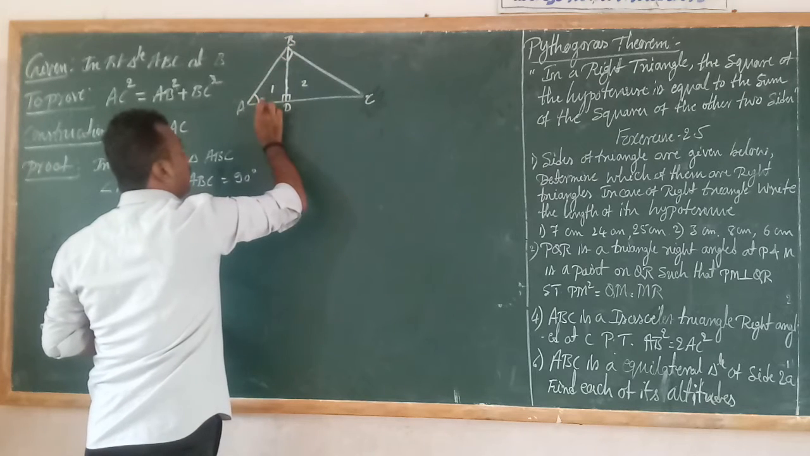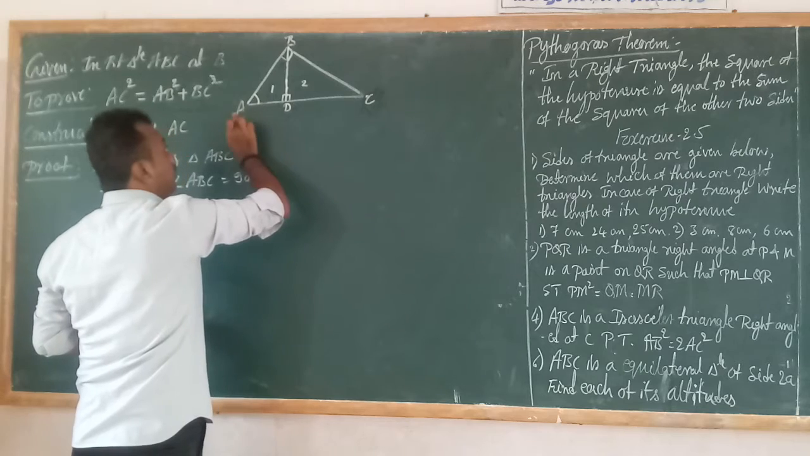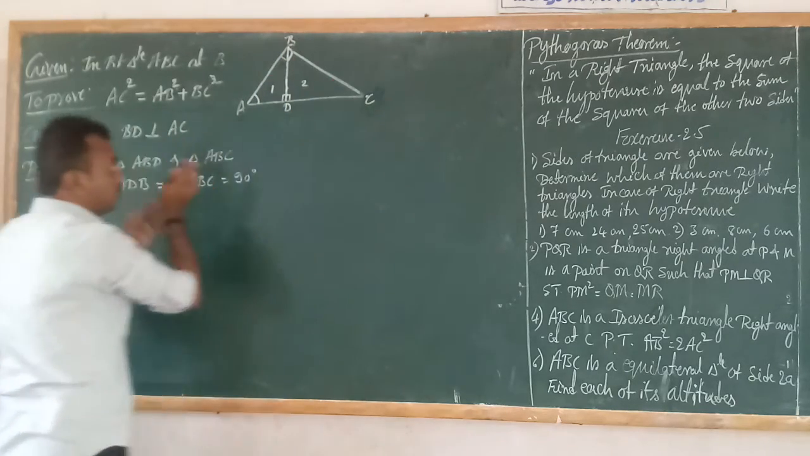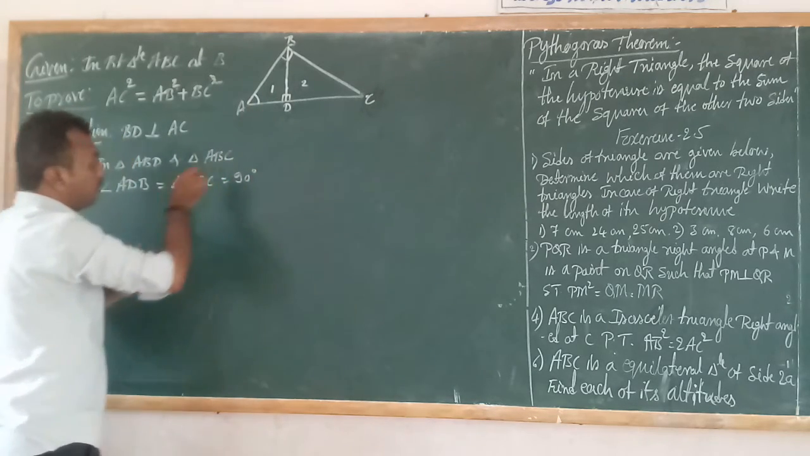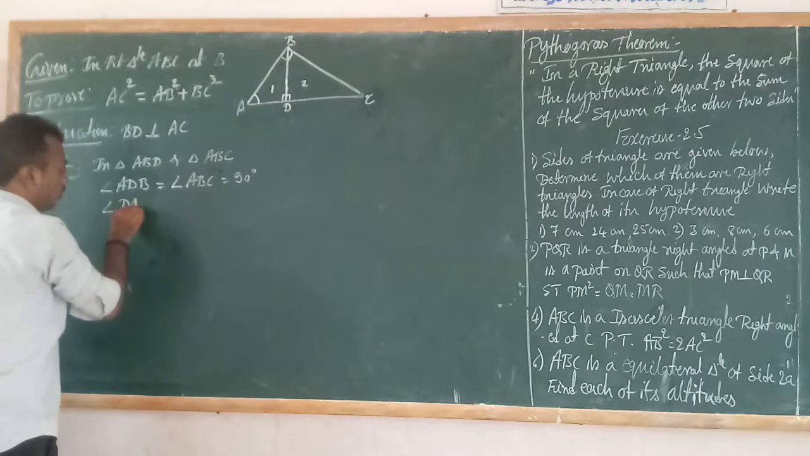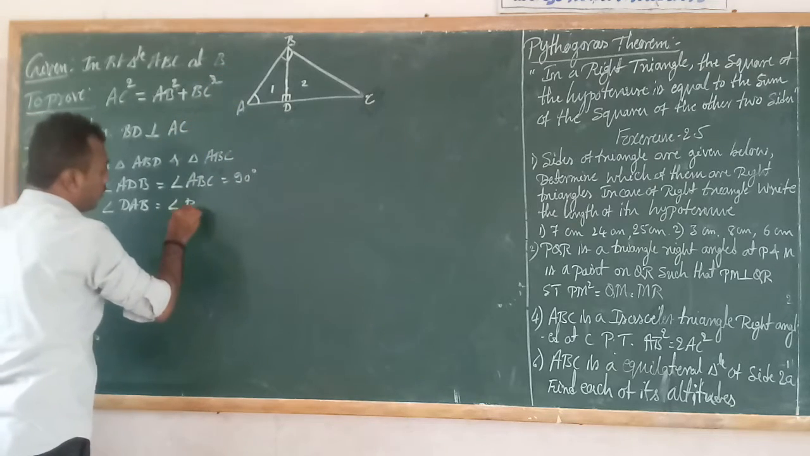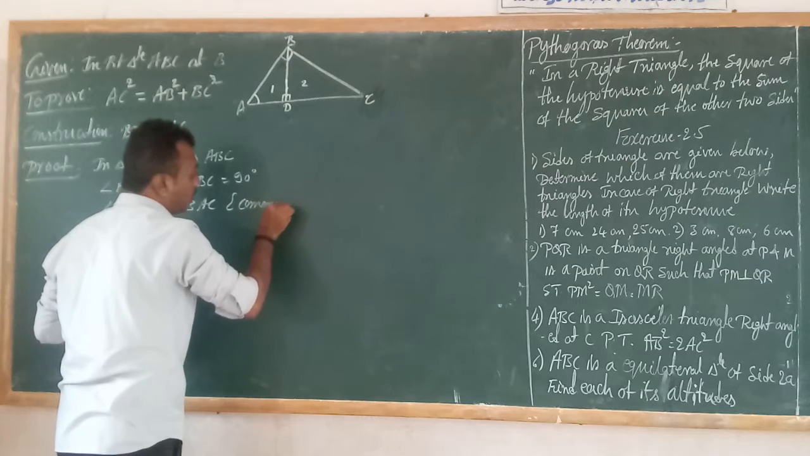Angle DAB, this angle is ADB and ABC. Both have a common angle. Angle A is common to ABD and ABC. Okay. Therefore, DAB is equal to BAC, because of the common angle.